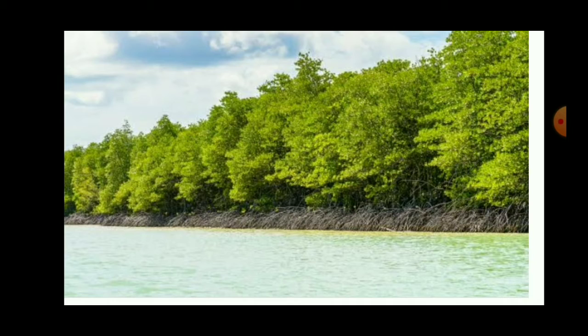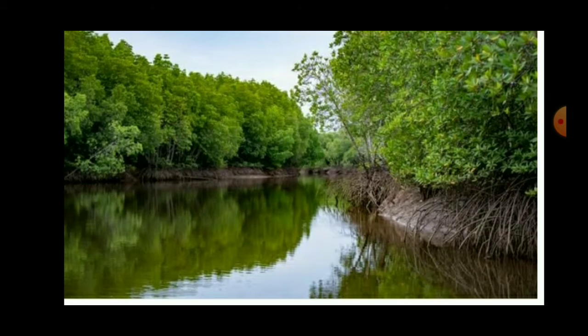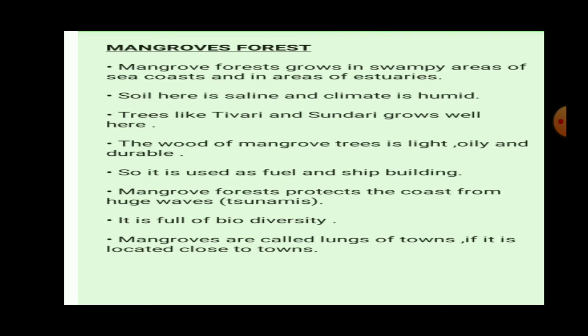Mangroves. Mangroves are the forests which are on the sea coast. These are the plant growth that you can see in the swampy areas along the sea coast or in the areas near the creeks and estuaries. The soil that mangroves require is saline and the climate here is humid. So mangrove growth can be seen along the sea coast. These mangroves are very important.